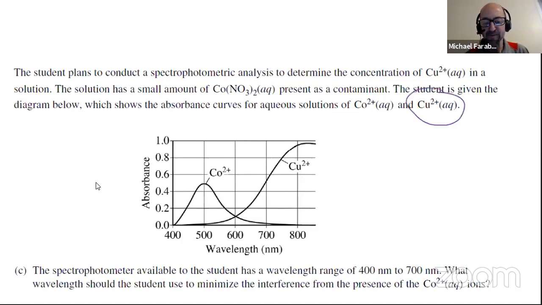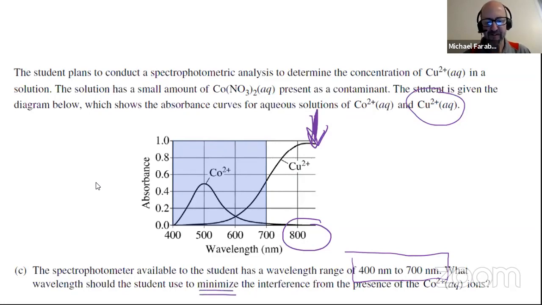Now, the maximum absorbance for copper would be a good thing, like right about here. But I cannot set my spectrophotometer to 800 nanometers as a wavelength because it only goes in the range of 400 to 700. So I've got to work with this window right here. What wavelength should the student use to minimize the interference from the copper?